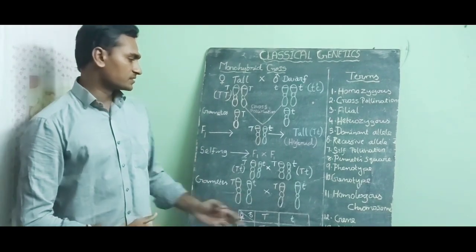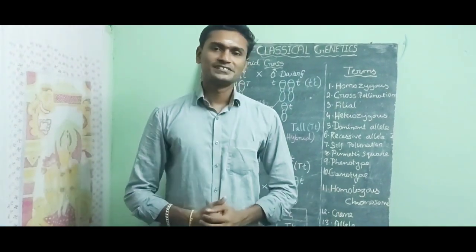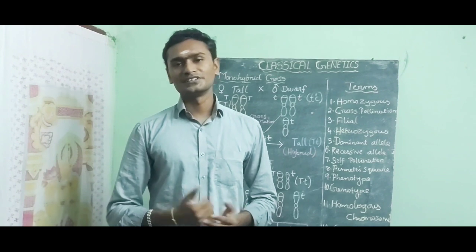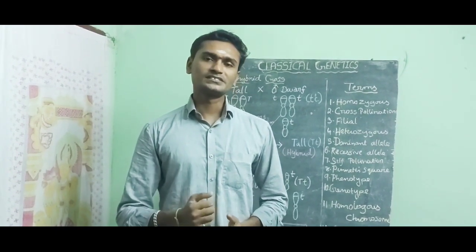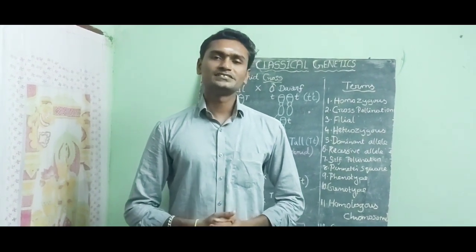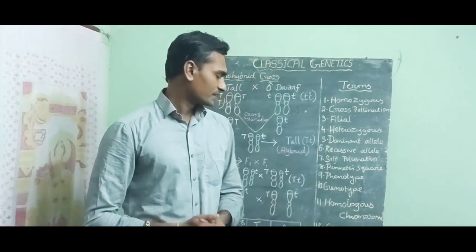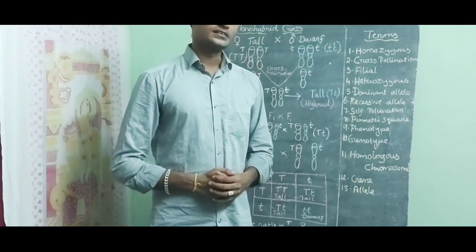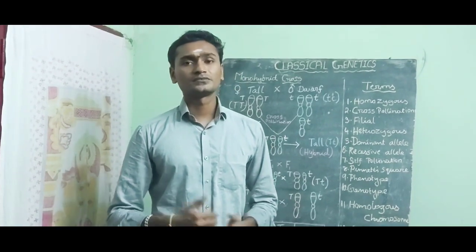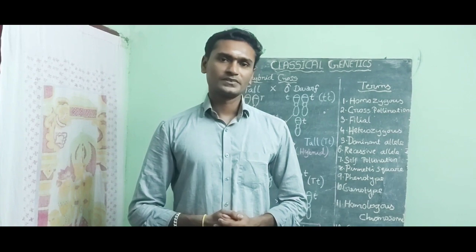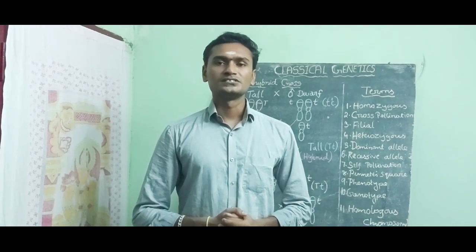The next term, gene. A gene is a segment of DNA which codes for a single polypeptide chain. Gene is otherwise called the functional unit of inheritance. Then the next term, allele. Allele is otherwise called the source of variation. Allele can be defined as an alternative form of a gene.